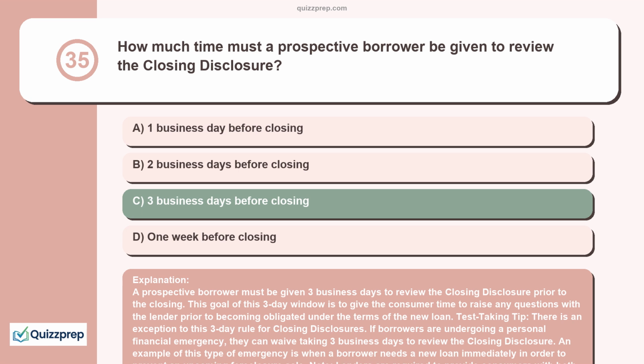Test-taking tip: there is an exception to this 3-day rule for closing disclosures. If borrowers are undergoing a personal financial emergency, they can waive taking 3 business days to review the closing disclosure. An example of this type of emergency is when a borrower needs a new loan immediately in order to prevent an upcoming foreclosure sale. Note, lenders are required to provide consumers with both a loan estimate and a closing disclosure, and are not allowed to charge for either disclosure. The loan estimate must be delivered to the consumer within 3 business days after the loan application is submitted.